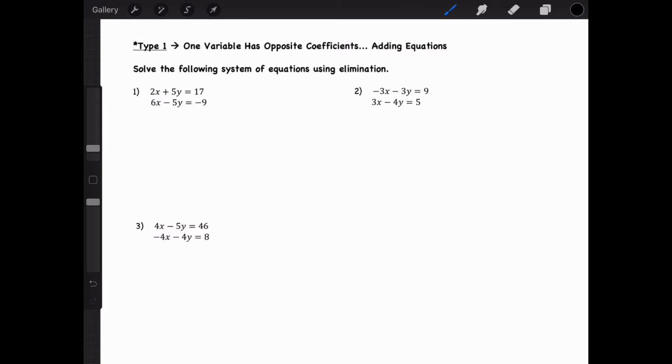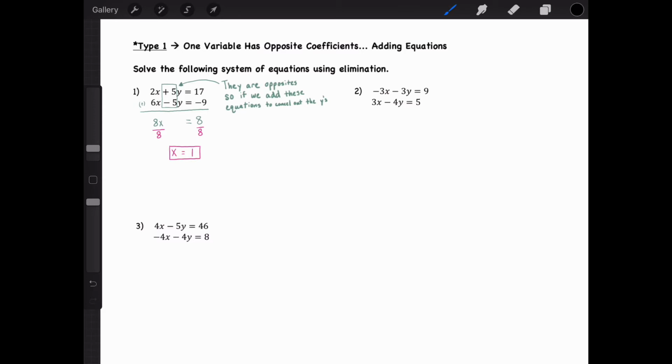So for example 1, we can recognize that the y's have a positive 5 and a negative 5, so those are opposites. So then from here we want to add our equations to get the y's to cancel each other out, leaving us with an equation that just has the variable of x. And in doing so, I can solve for x to get x equals 1 in this case.